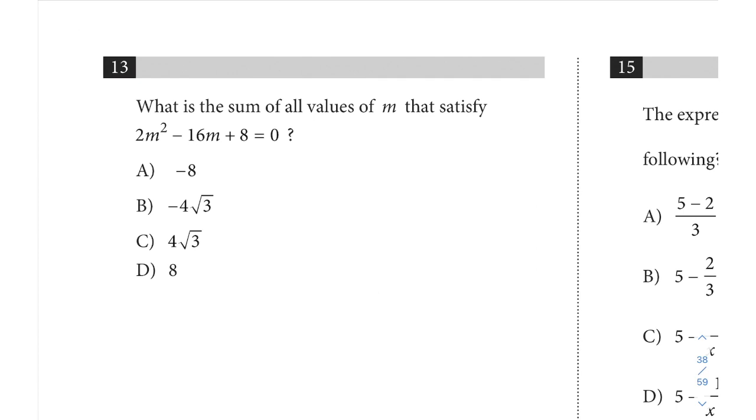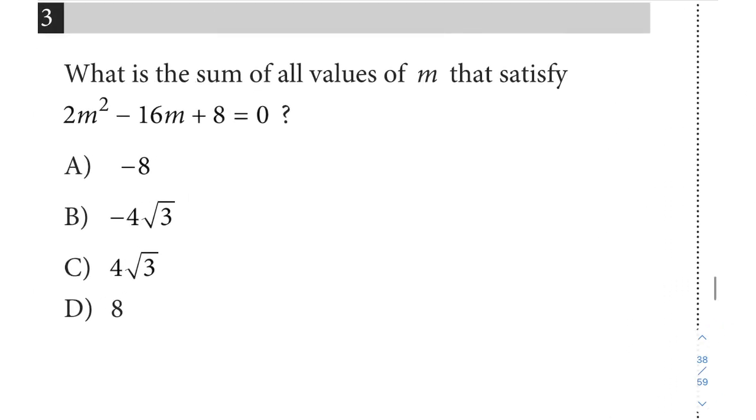For 13, it says, what is the sum of all values of m that satisfy 2m squared minus 16m plus 8 equals 0? So first instinct when we see a polynomial oftentimes is to see where we could simplify or potentially factor out. And if that's your first instinct, that's absolutely fine. In this case, we could divide each term by 2 to simplify this a little bit, which would give us m squared minus 8m plus 4 equals 0.